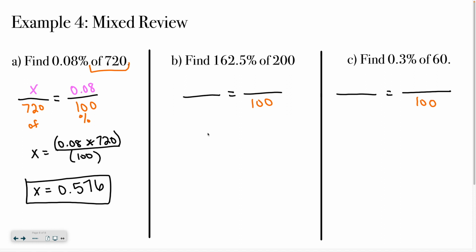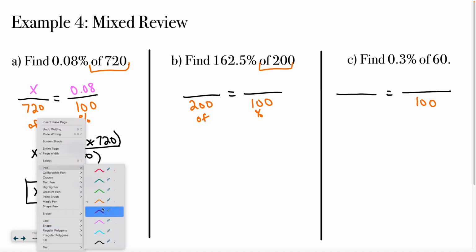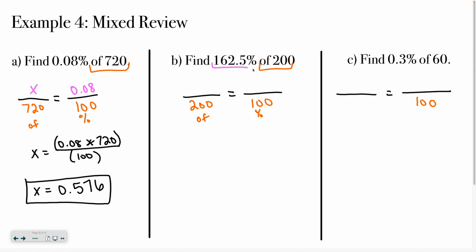So let's try another one. Find 162.5% of 200. So again, of goes down here, right? And I have 200 is the word that follows of, and then I have that 162.5 as a percent, so I know that's going to go right above my 100, like that. And then I don't know the number that that would be equal to.